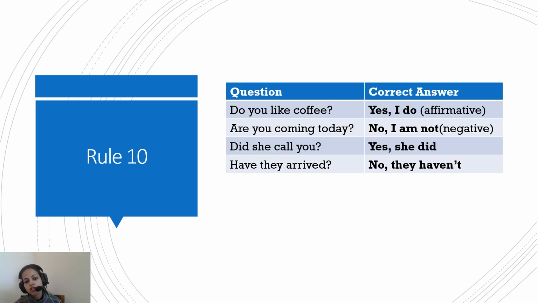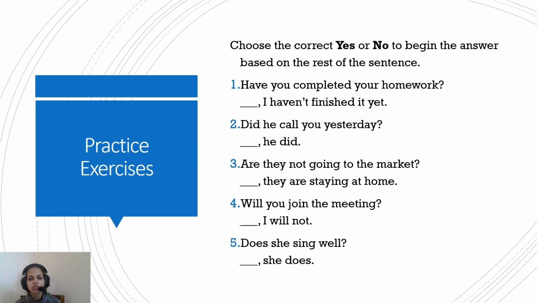So if somebody asks, do you like coffee? Yes, I do. No, I don't. Both are the way to go. Are you coming today? No, I'm not. Did she call you? Yes, she did. Have they arrived? No, they haven't. So just keep it simple. Yes and no don't go together. Now choose yes or no to begin the answer. This is very simple. Just take a few seconds and solve this quickly.